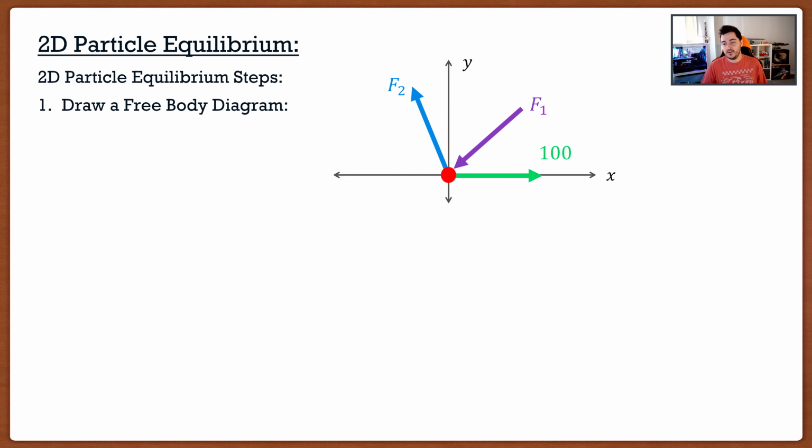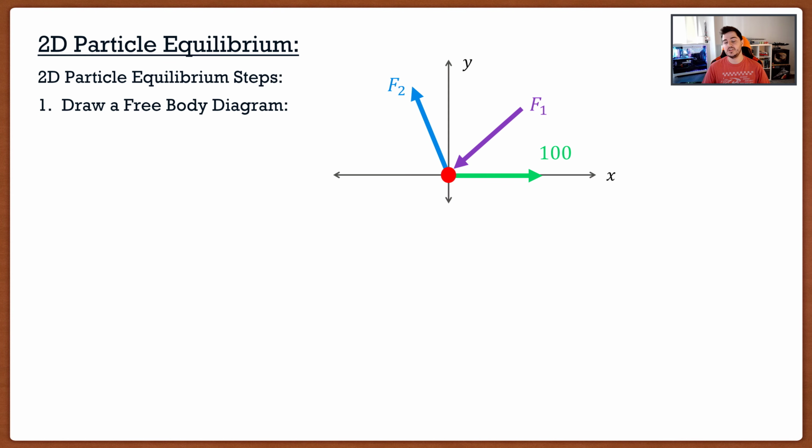But we have 100 units of force. I want to say newtons, but that will just scare the American viewers. So I'm just going to say 100 units of force going towards the right, and we have 2 unknown forces, F1 and F2. So again, first step in free body diagrams, draw out the forces.